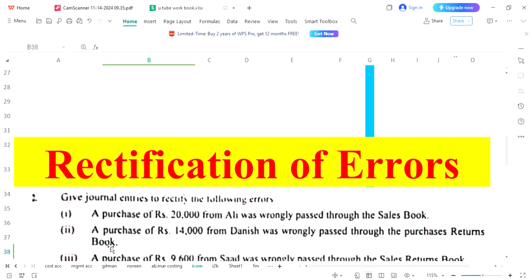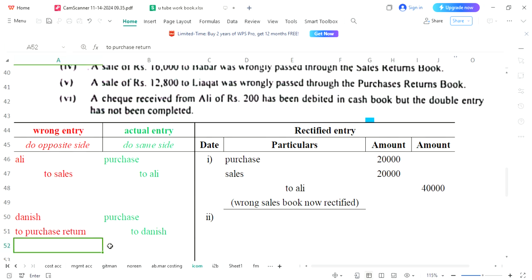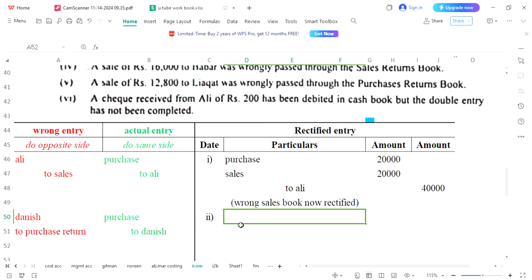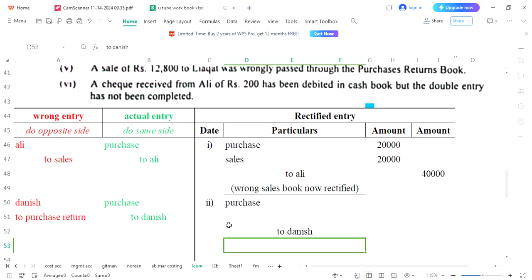Book means debit and credit both. So passed through purchase return book. So what they have done? Danish to purchase return. So this is the mistake. Just like in our first entry, both entries are wrong. Actually, the journal entry which was required was purchase to Danish, and they have not done it. So how will you rectify? Same entry, same side: purchase to Danish would be written, and this is your wrong entry.